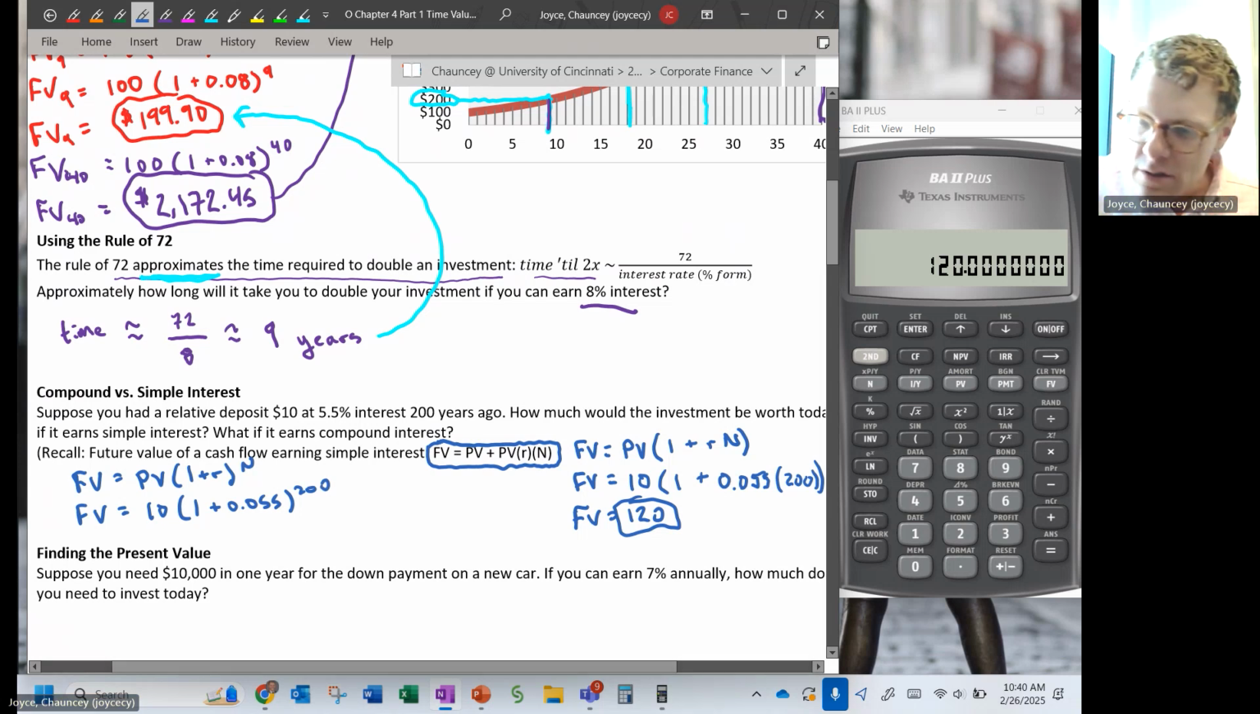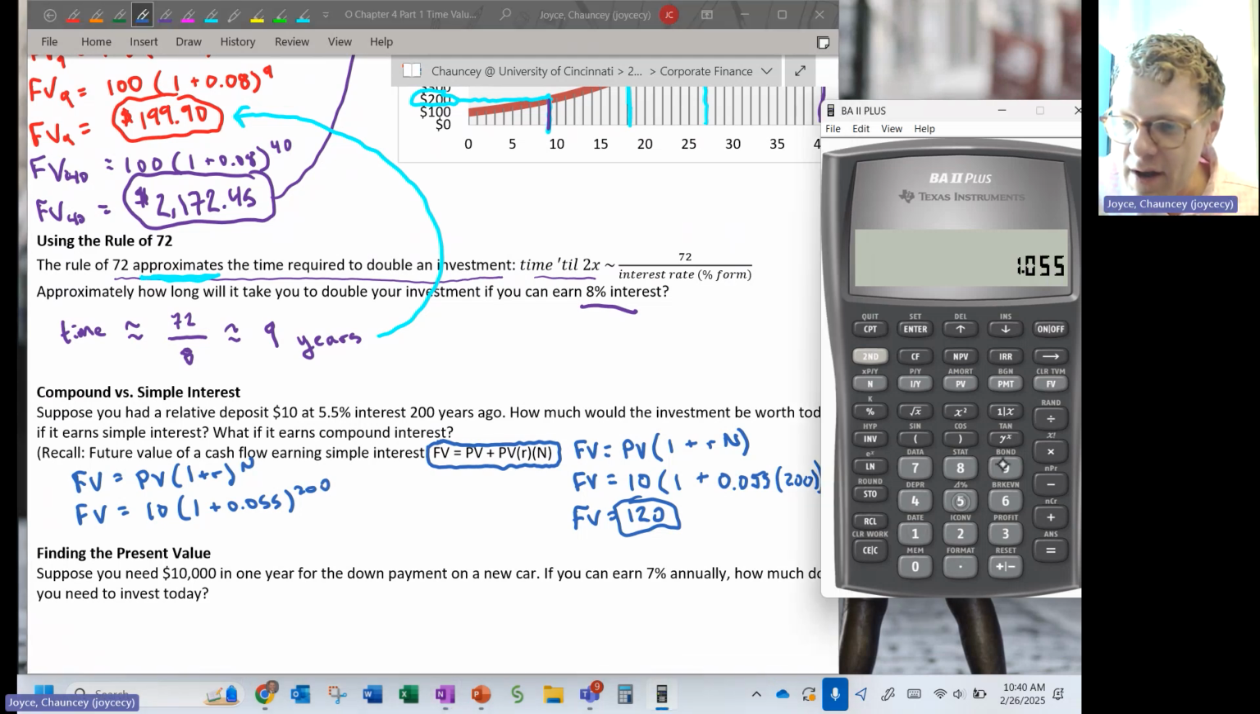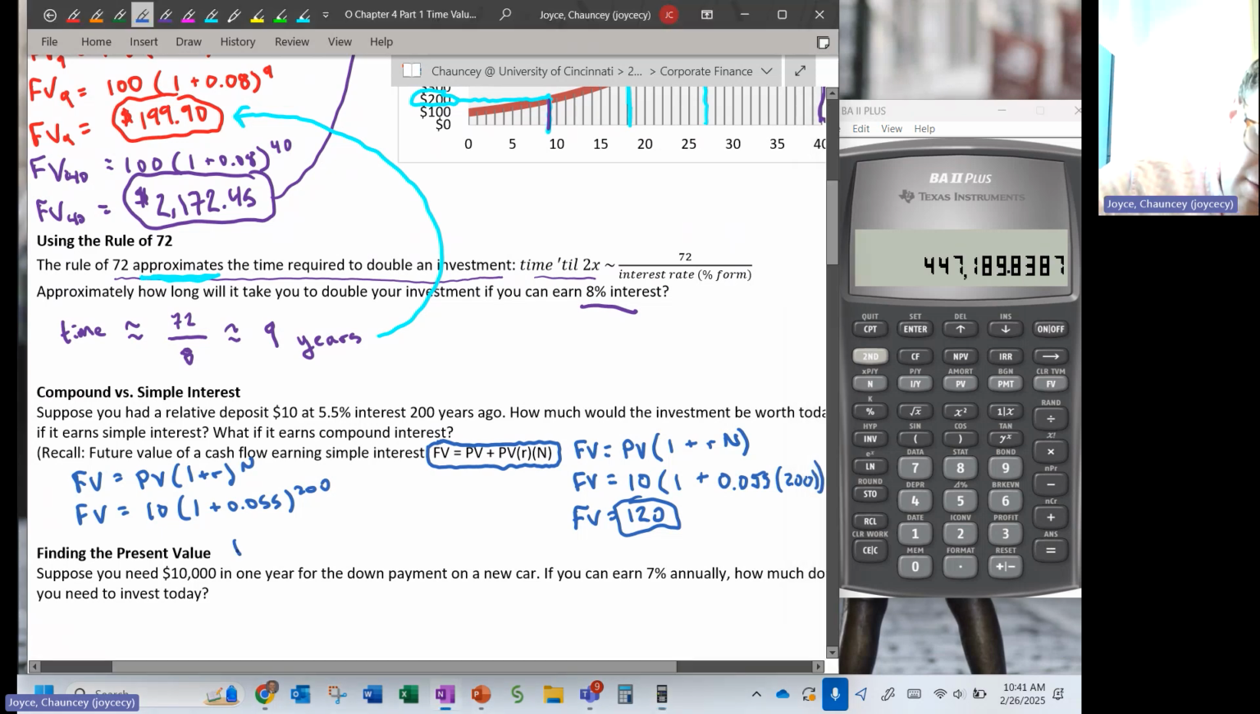200. So combining those, it's 1.055, y to the x for the exponent there, 200 equals 44,000. That is your factor. Multiply that by 10, and you'll start to see why you wish you had that relative. Future value is $447,189.84. So that's the difference between simple and compound interest.